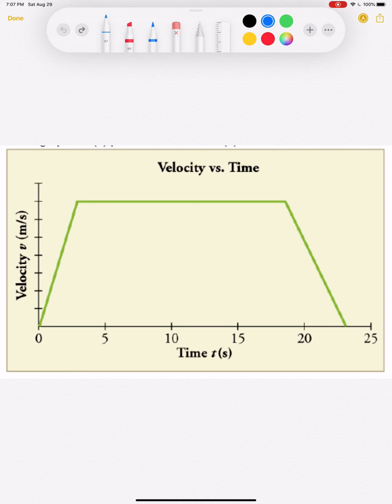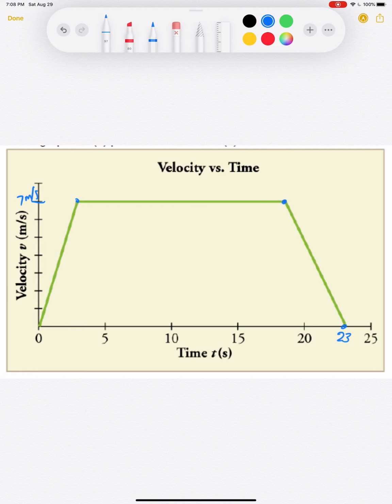So we need to go over a velocity versus time graph again to give you at least some more practice with this. As you can see, we have velocity over here on the left side of the graph, which is at 7 meters per second. And then of course time, it looks like we end here at 23 seconds. So we have 3 different intervals here where the velocity is different.